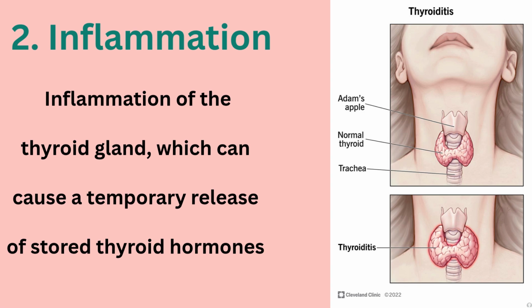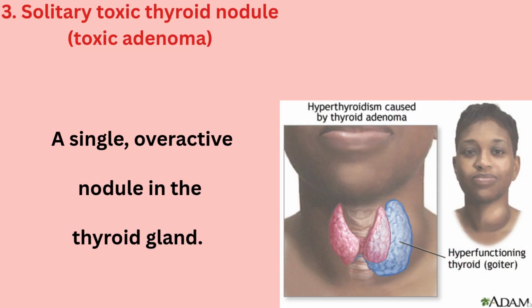Inflammation of your thyroid gland can cause a temporary release of stored thyroid hormones, which can lead to thyrotoxicosis or goiter or hyperthyroidism. Number 3 is the letter S. S stands for solitary toxic thyroid nodule, or in other words, toxic adenoma. So if you have a single nodule around your thyroid gland, this will cause your thyroid gland to produce an excess of thyroid hormone.